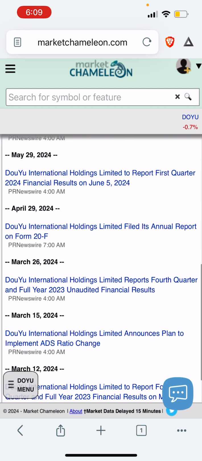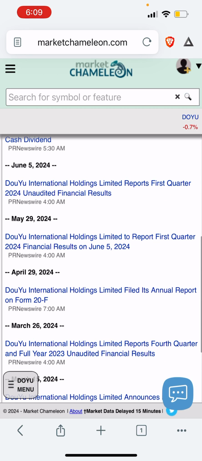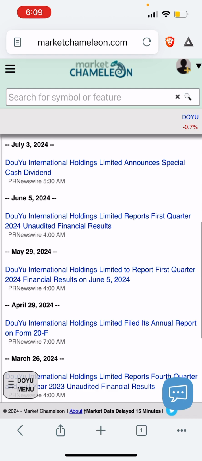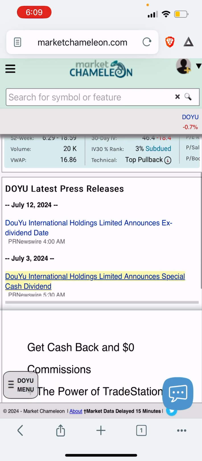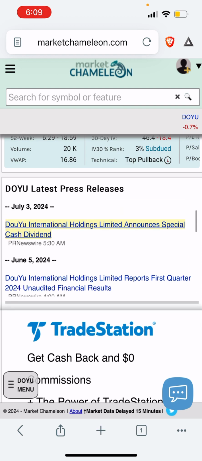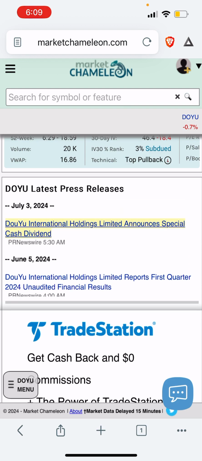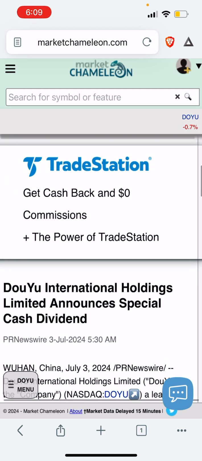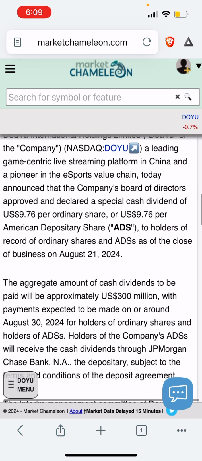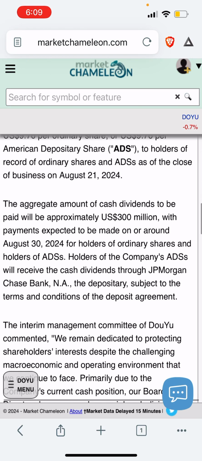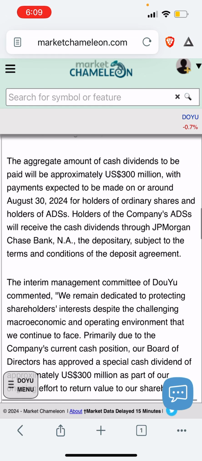That's the key. The company announced a plan to implement an ADS ratio change. So this is from March, this is from April, something close. First quarter, special dividend. This is the first one. Okay, there we go, announced special dividend on July 3rd. And here's the information. So we want the information, not just the dates.